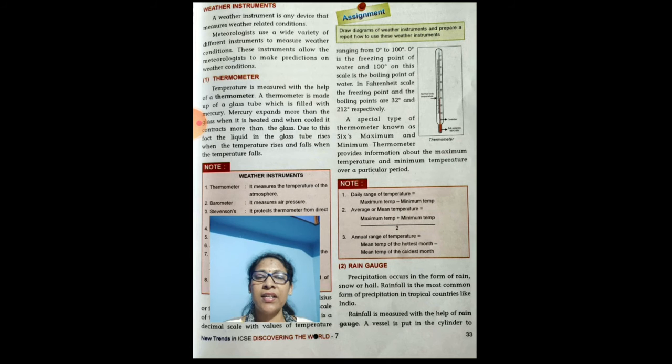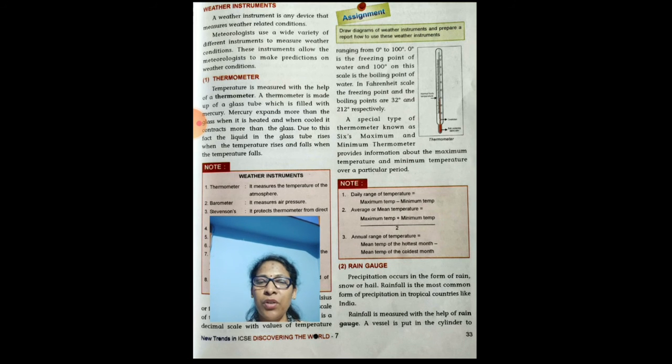Next instrument is the rain gauge. So what is a rain gauge? Precipitation occurs in the form of rain, snow or hail. Rainfall is the most common form of precipitation in tropical countries like India. Rainfall is measured with the help of a rain gauge.